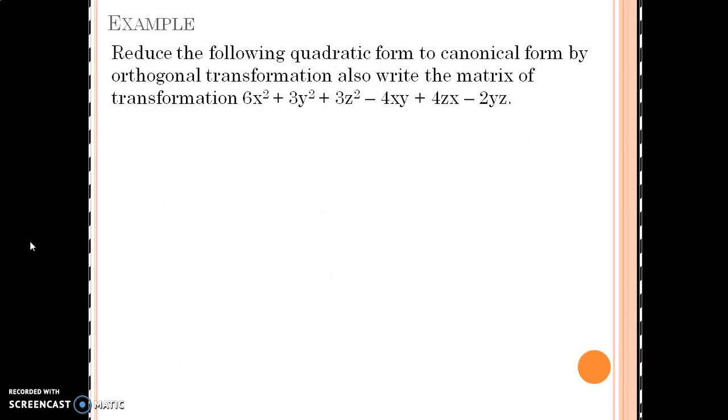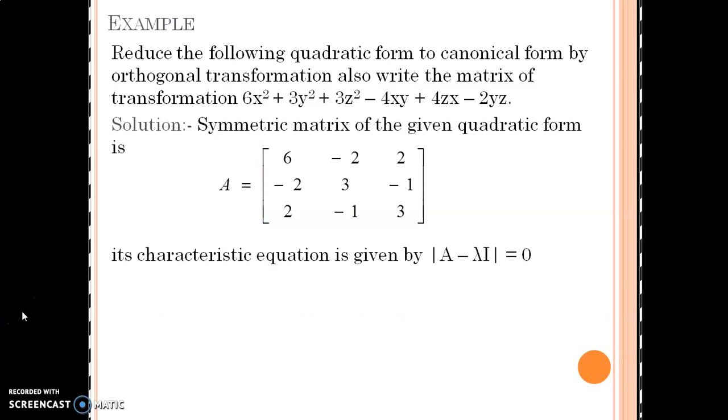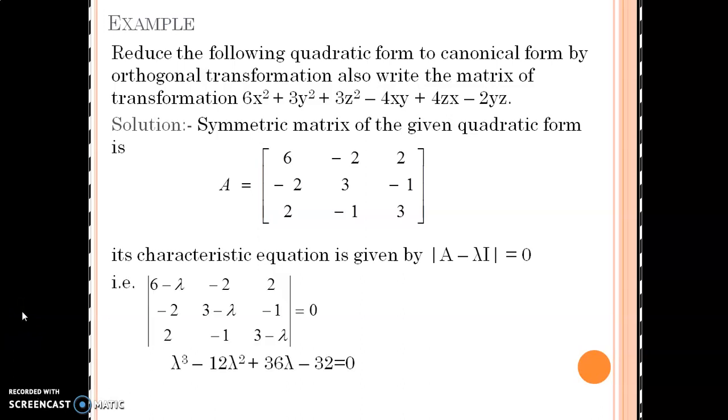For the second example, 6x square plus 3y square plus 3z square minus 4xy plus 4xz minus 2yz. The matrix will be 6, 3, 3 for the terms of x square, y square, z square. For xy, -4 is divided into two parts, -2, -2. For xz, 4 is divided as 2, 2. For yz, -2 is divided as -1, -1. Then again we solve for eigenvalues using the characteristic equation.